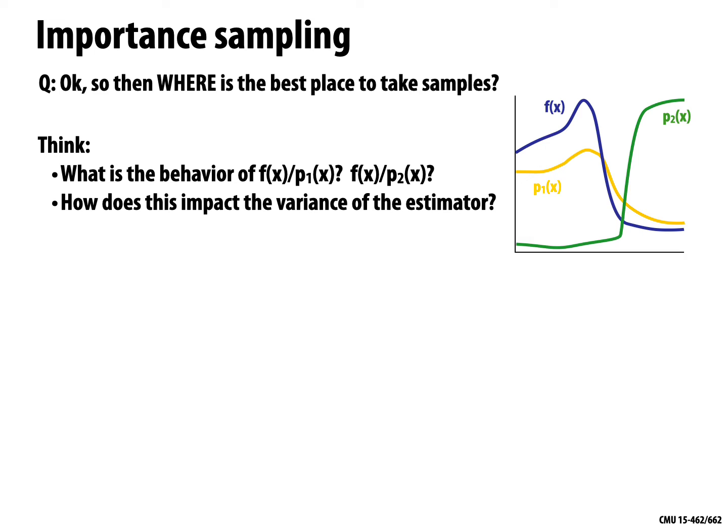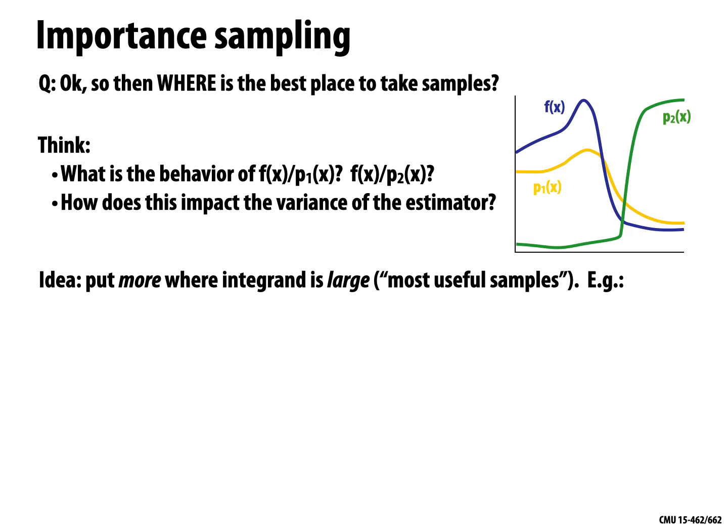Another, maybe simpler way of looking at that is to just say we want to take more samples where the function is large because large values are going to contribute more to the integral. So if we take more samples where f is large, then those are going to be more useful for computing the area under the curve.